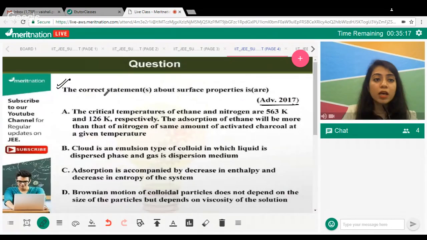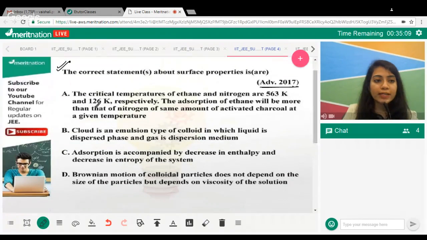The next question we have here was asked in Advanced 2017. The question is: the correct statement about surface properties is or are. Option A: the critical temperatures of ethane and nitrogen are 563 Kelvin and 126 Kelvin respectively. The adsorption of ethane will be more than that of nitrogen on the same amount of activated charcoal at a given temperature. You are told that the critical temperature is given. Is it true or not? What do you think, people?